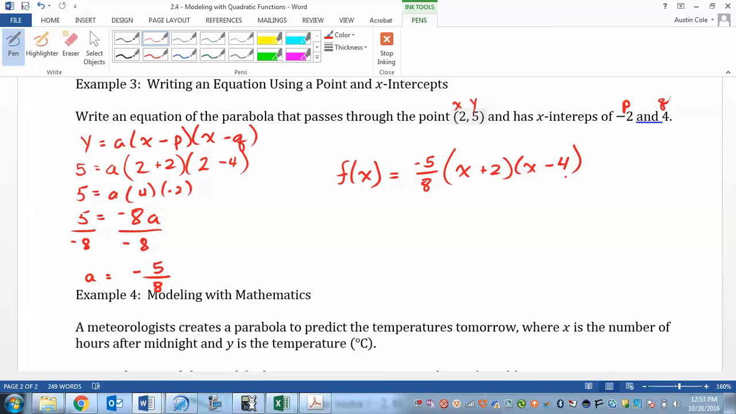Now, what's -5 divided by 8? I don't even know that. -0.625. So that's not terrible. That's not terrible if you wanted to have it as a decimal.